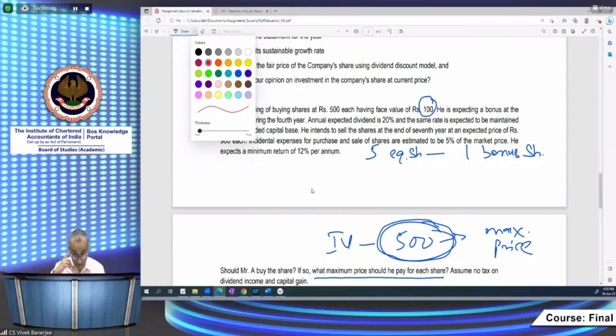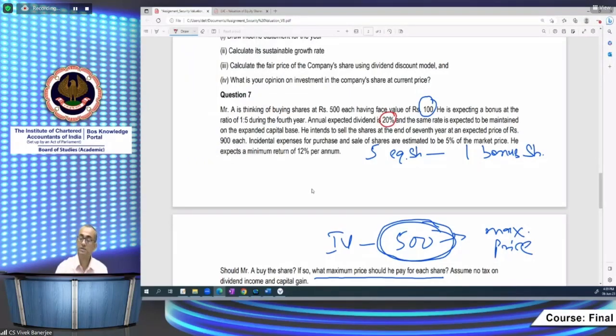The face value is 100 and the expected dividend is 20%. So always, as you know, the dividend is calculated on the face value. So it will be 100 into 20%. So dividend will be rupees 20. So it will be rupees 20 if one share is held. For the sake of simplicity in solving the question, let us assume that Mr. A is holding one share.